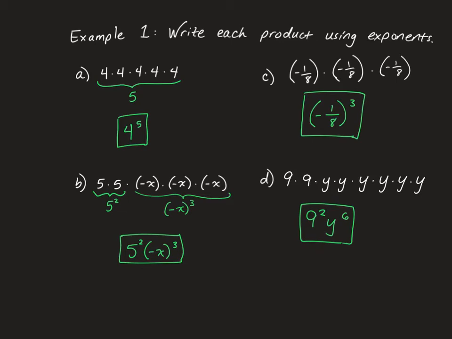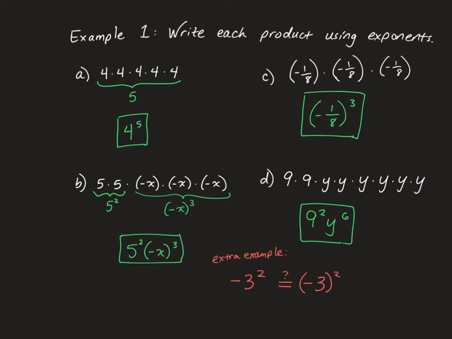Okay, I got for letter C, negative 1 over 8, all to the power of 3. And for letter D, I got 9 squared y to the power of 6. Something I want to point out to you is that it's really, really important that you put parentheses around your numbers if you have a negative. So you'll see that I did that for letter C, and I also did it down here for letter B. Let me explain to you why that is.